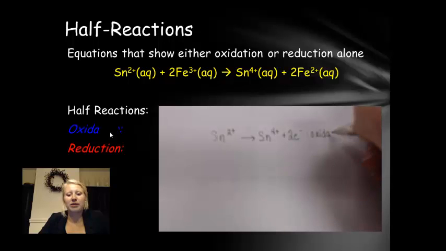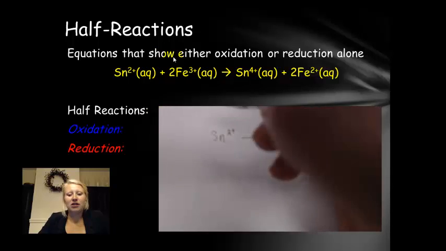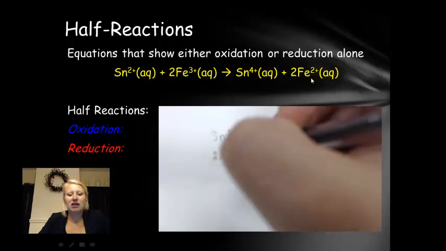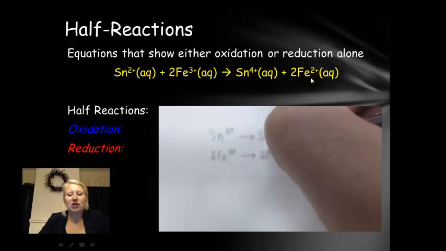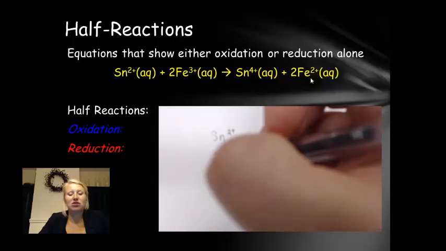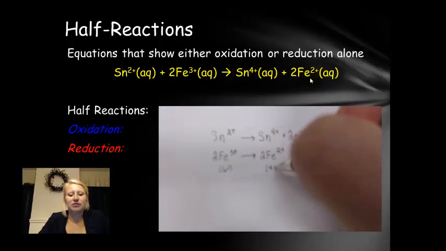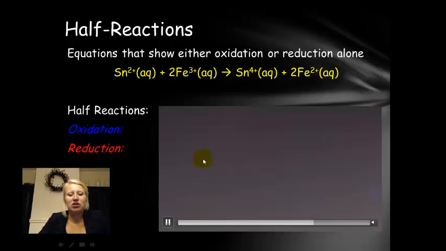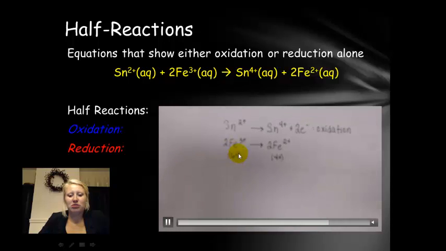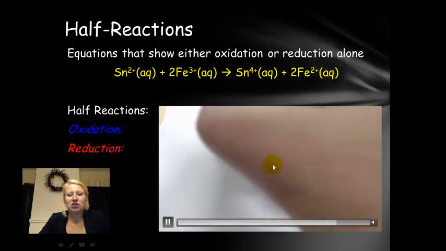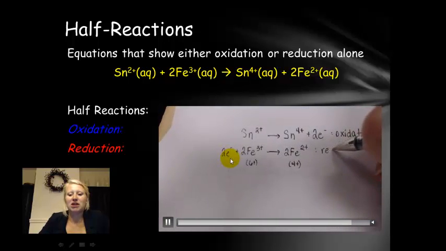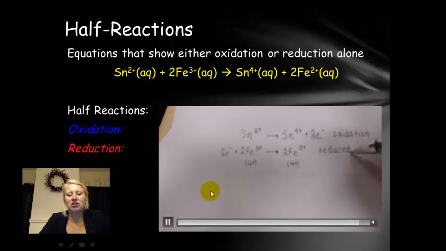Remember, OIL RIG. The iron, therefore, is going from iron +3 to iron +2, and there's 2 of them, so each one is gaining 1 electron for a total of 2 electrons. You can see that you have 2 +3s for a total of +6, and you have 2 +2s for a total of +4. So the iron is gaining 2 electrons, which means that is the reduction half reaction.